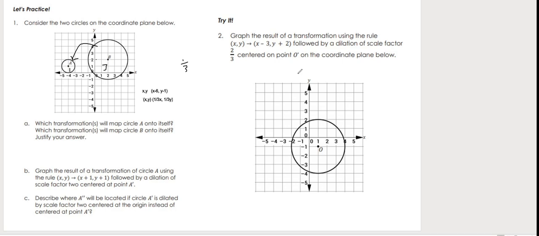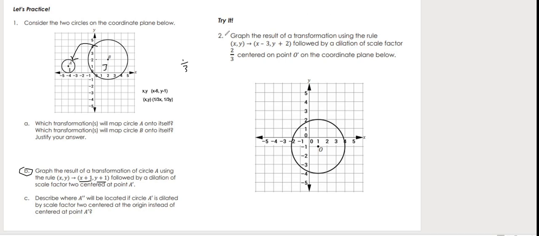Let's take a look at part B of this problem. Notice they're telling you that the rule is x plus 1. That means you've got to go one space to the right. Y plus 1 means you've got to go one space going up, to be able to translate that.